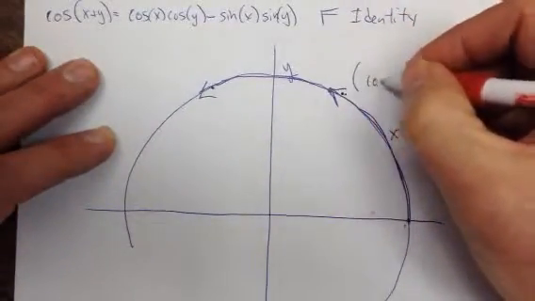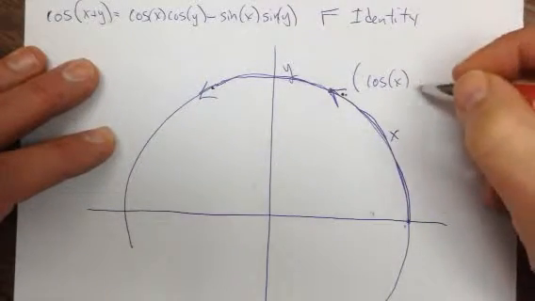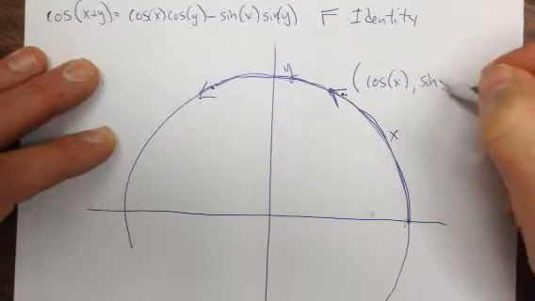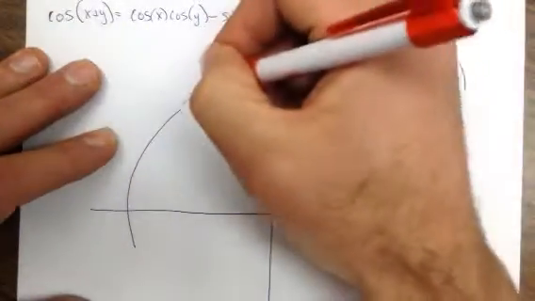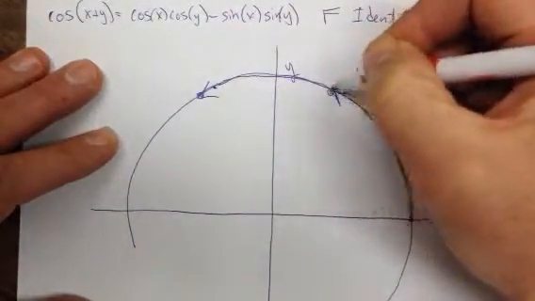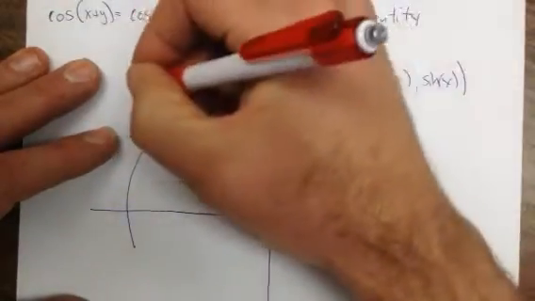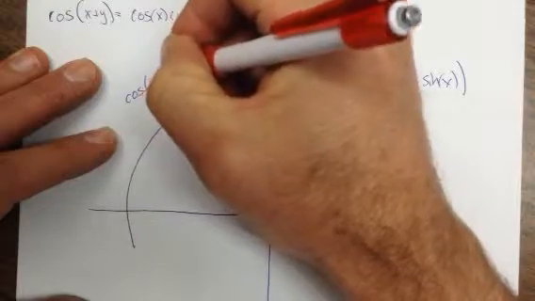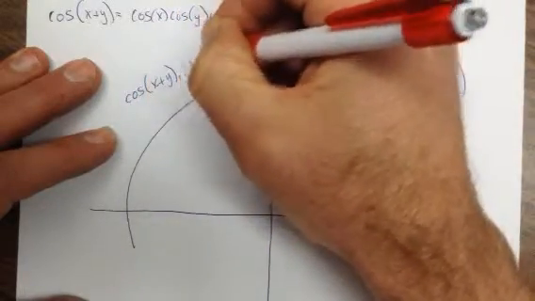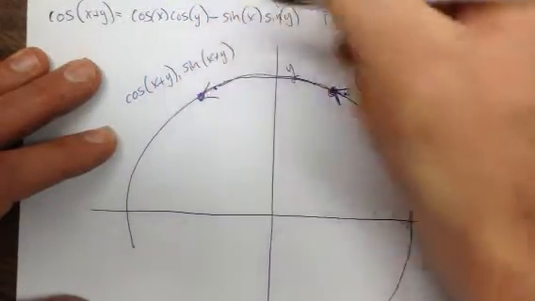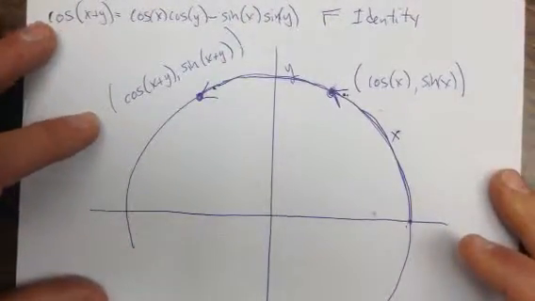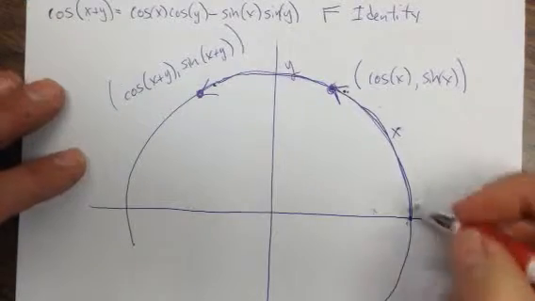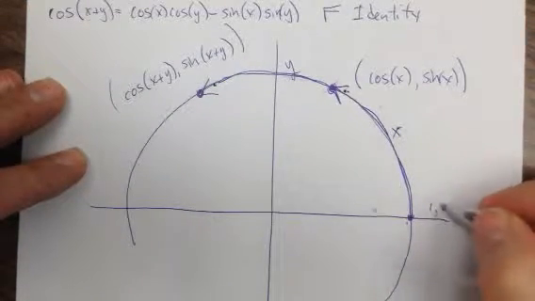So by definition, this becomes cosine of X, sine of X, and by definition, the coordinates of this point would be cosine of X plus Y, sine of X plus Y. Remember, we're going to be using the distance formula. That's why we need some coordinates. Coordinates of this point, of course, is 1, 0.